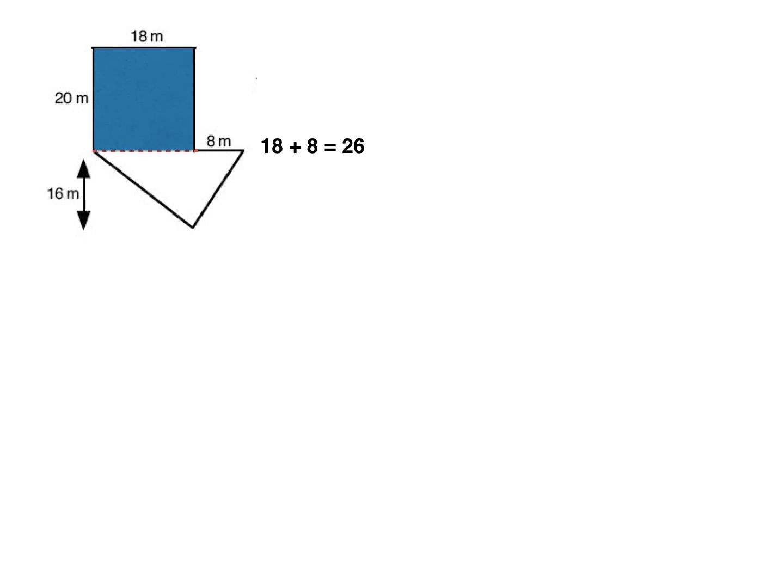Let's start by finding the area of the rectangle. Area equals length times width. Area equals 20 times 18. Area equals 360 square meters. Make sure to write down all 3 lines in your notebook.